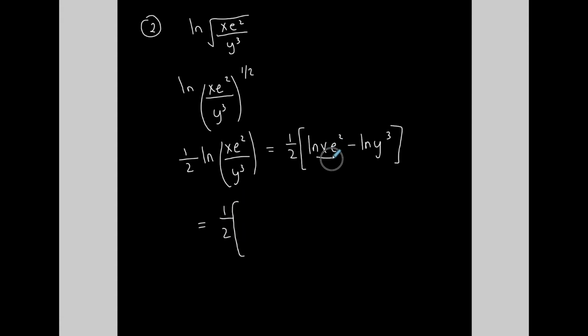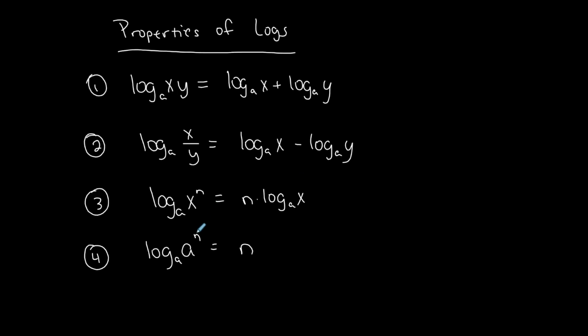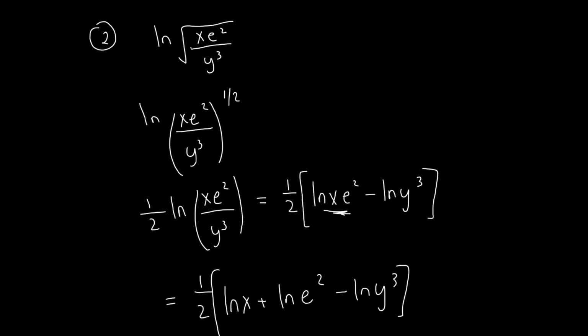Now I'm not done yet, so I'm going to bring the 1/2 in front. And this part here is a product of x and e squared. e is a number, e squared. So I can rewrite that as a sum, ln of x plus ln of e squared. Then bring this down, minus ln of y to the third. So I'm almost there. The thing is that I actually have an exponent here and an exponent here. But what I want you to notice is the base of the natural log is base e. And in this case, this base matches the base of the natural log. So it actually goes to this special property here where the base of the log matches the base of the expression after it. So because they match, I can just simplify that part.